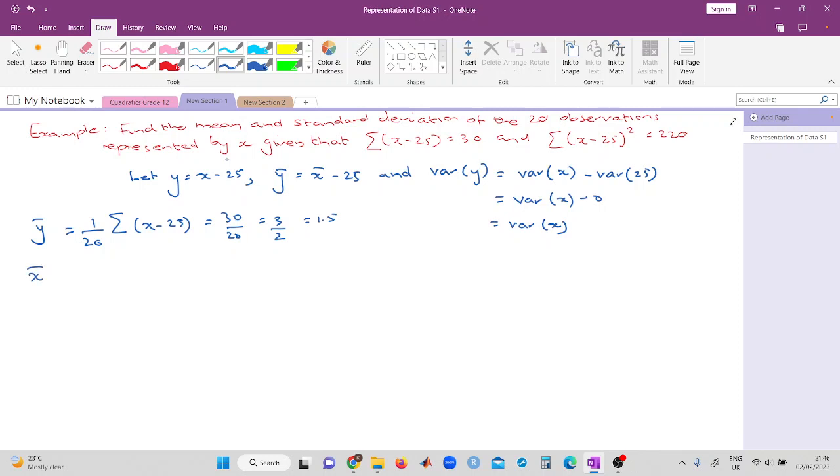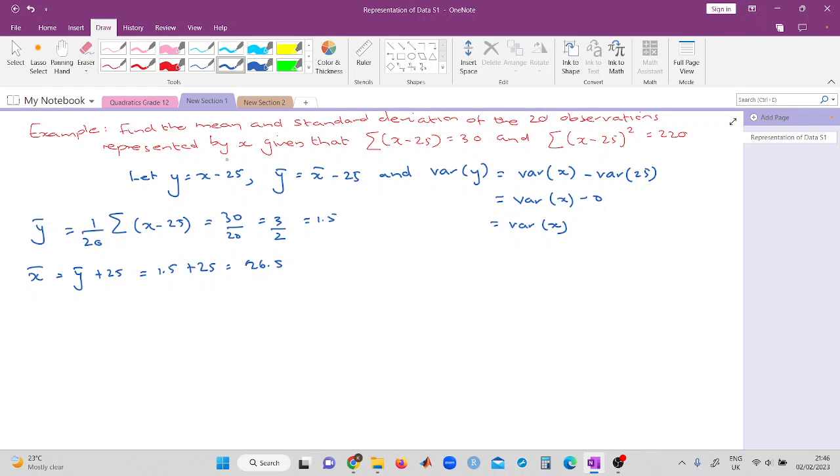Next, x bar vous connaissez égale à y bar plus 25, which is equal to, what is y bar here? 1.5 plus 25, 26.5. Ça c'est formule, ça. Me dit make x the subject of formula, moins 25, on va l'autre côté, plus 25, on gagne ça, 26.5.